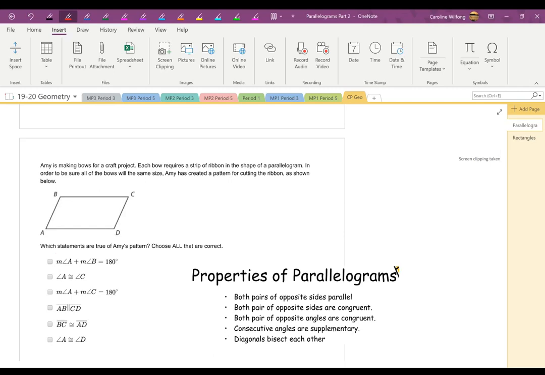I just want to go over some of the problems that we had in the parallelograms assignment. I believe it was parallelograms part 2. Let's review the properties of parallelograms.